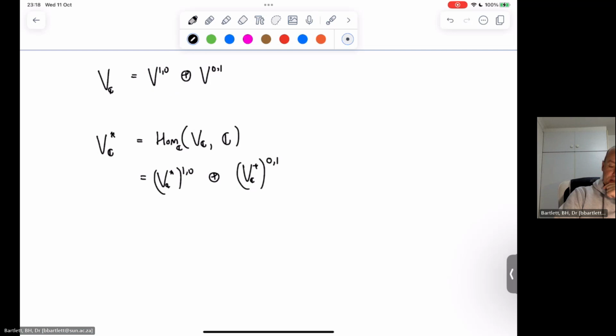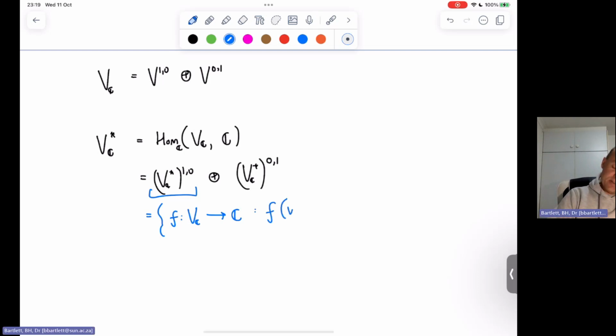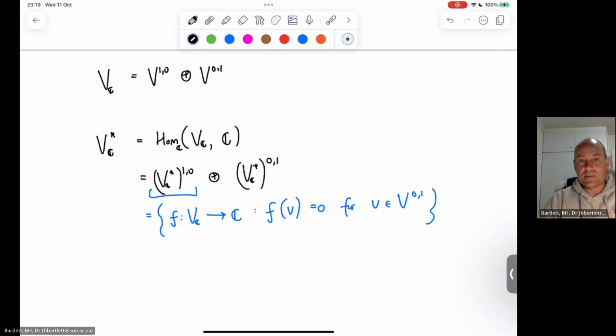All right? So let's just be clear that this one is the same as the set of all linear maps F from V_C into the complex numbers, such that F is equal to 0 on vectors living inside V^(0,1). And similarly for this one here. Okay. That's a short way to go about it.